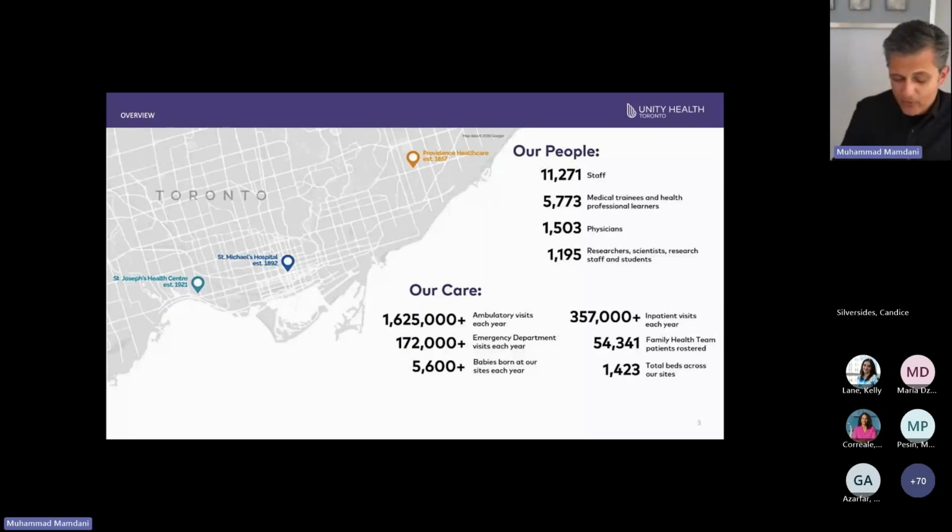Why am I saying all this? Well, if you multiply that by 15 years of historical data, that is a lot of data to play with. So we actually have quite a bit to work with.